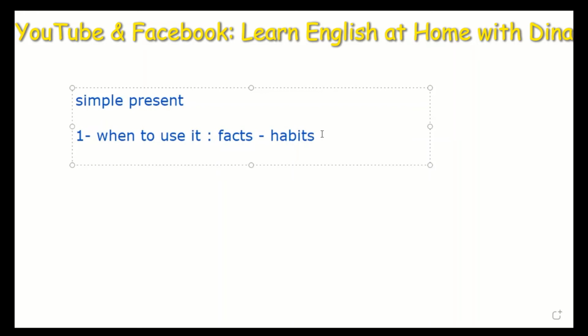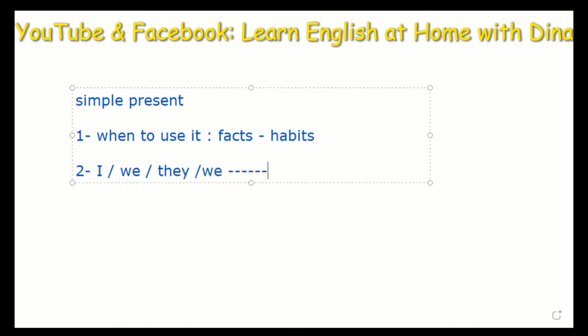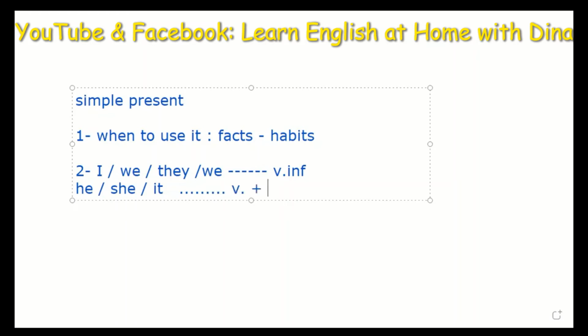This is the first question. When to use it. إمتى أستخدمه؟ تكوينه بقى، طريقة تكوينه إزاي بيتكون ال simple present. اتفقنا إنه I, we, they, you. I, we, they, and you. With these pronouns I use the verb in the infinitive. مع الضمائر دي بستخدم الفعل في المصدر infinitive يعني بدون أي إضافات. أما مع الضمائر he, she, and it I use the verb plus s. بستخدم الفعل زائد حرف الاس.